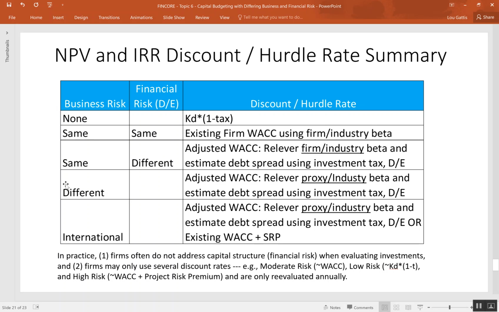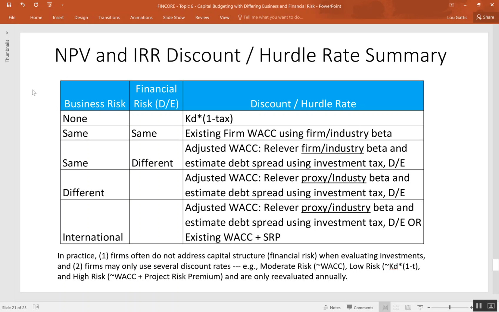If the investment has a different business risk, say outside their industry, so this is Apple operating in the cable business, I'll adjust the WACC by relevering a proxy or industry beta. So my proxy beta was Comcast, or I could have used an industry beta for cable, and then relever it based on the project's D/E, tax rate and get a new debt spread. And if it's international, I could do the same as above. I could maybe find a proxy of a firm that operates overseas, or you can just use the same cash flows, convert them to US dollars, and add a sovereign risk premium to your domestic WACC.